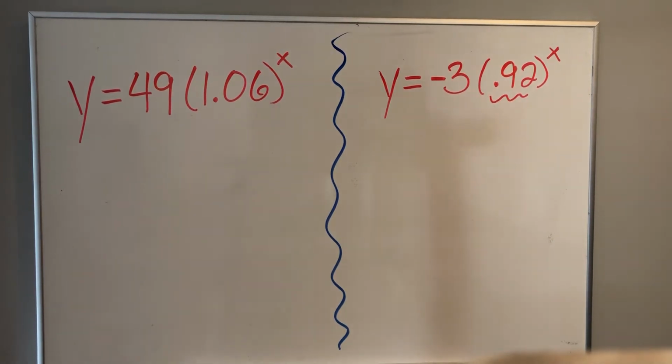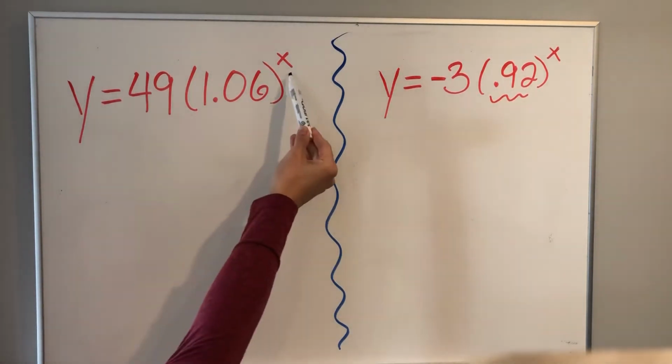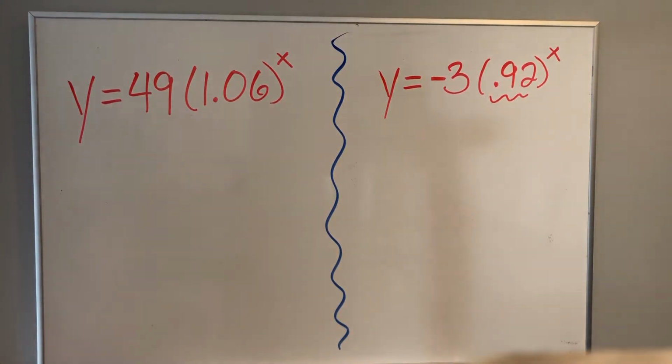All right, so today we're going to be learning about exponential growth and decay functions. So here we have two different exponential functions. I know that they're exponential functions because both of them have exponents of x. Now we are going to determine which one is growth and which one is decay. But we're going to first start by identifying the different parts of each.